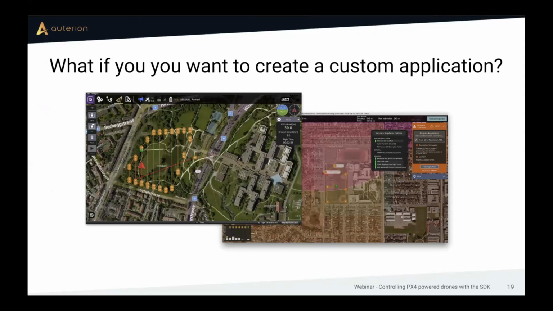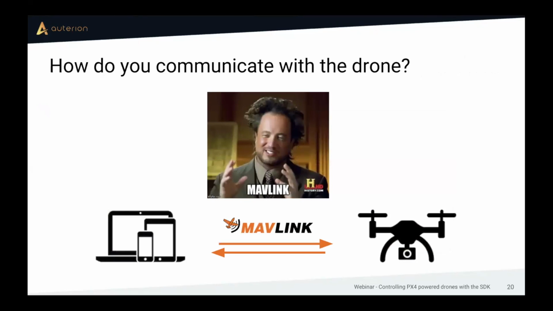Okay, hi everyone. As Lorenz mentioned before, QGroundControl is an out-of-the-box application with a broad set of features. However, what if you need a specific application, or you have a specific need or user interface for your use case? How can you achieve that? Well, you need communication with the drone. So how does that work? The answer to the question is, as expected and already mentioned, MAVLink.